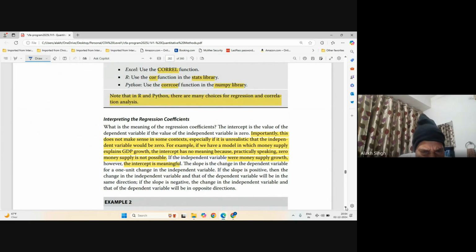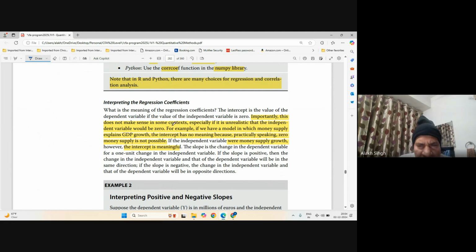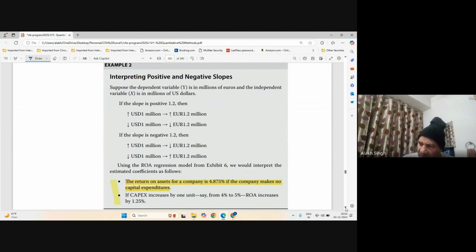Interpreting the regression coefficients: beta zero doesn't make sense in some contexts. Beta zero is what it tells, and beta one tells that as the independent variable x is increased by 1 unit, how much will be the variation in y? So there is variation in x because it has been increased by 1 unit, and it tells us the variation in the dependent variable. Okay, the return on assets when there is no capital expenditure. Let's see, what does it tell?